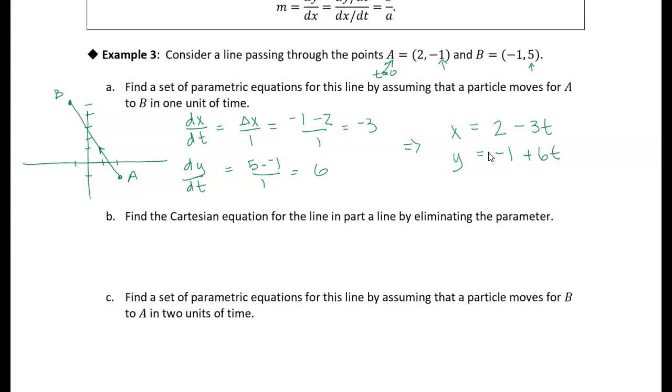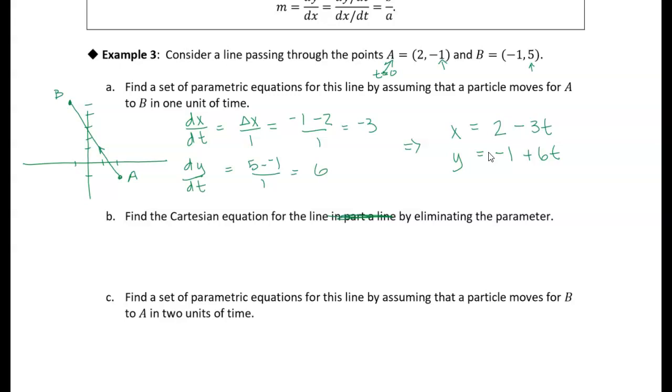All right, so now the second part of this question asks us to find the Cartesian equation for the line by eliminating a parameter. I think I maybe have some typo here. Let's see. Cartesian equation for the line by eliminating a parameter. I gotta edit it, I guess. All right.